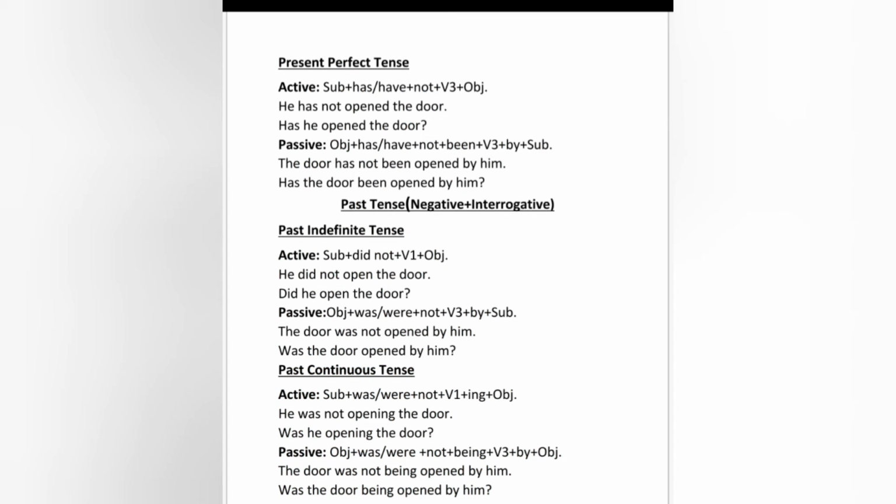The next tense we have is past continuous tense, and the active methodology is subject with was, were, not, with first form of verb plus ing and object. For example, he was not opening the door. Was he opening the door? And the passive methodology would be object, was, were, not, being, third form of verb, by, and subject. For example, the door was not being opened by him, and the interrogative form would be, was the door being opened by him?